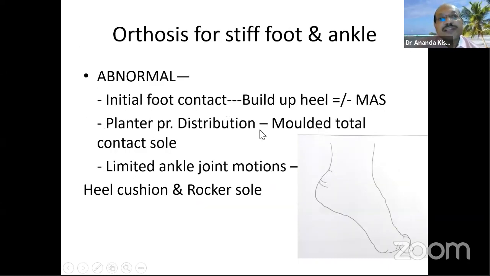Okay. Now for the steep foot and ankle, what are the abnormalities? Initial foot contact: see, this ankle is completely steep. This is an equinus deformity. So at initial foot contact, instead of a heel strike, there is a toe strike. So we have to build up the heel. Next, plantar pressure distribution is absolutely abnormal, so you have to equally distribute the pressure throughout the sole.